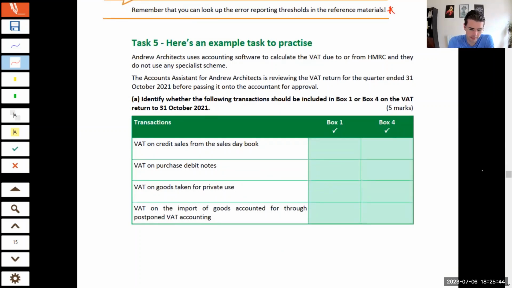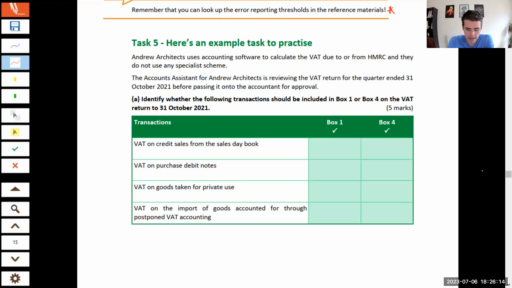Andrew Architects. Let's get a bit more creative with the names now. We had a couple of stinkers in those first 2 tasks. They use accounting software to calculate the VAT due to or from HMRC. They don't use any specialist scheme. Okay, that's fine. The accounts assistant for Andrew Architects is reviewing the VAT return for the quarter ended 31st of October 21 before passing it on to the accountant for approval.